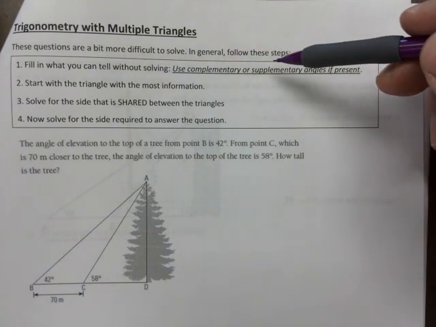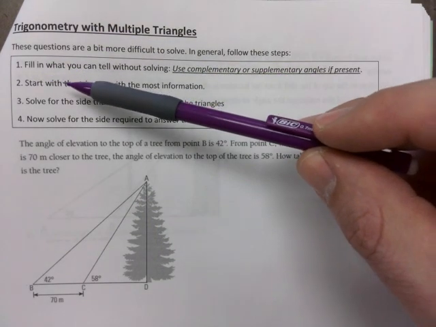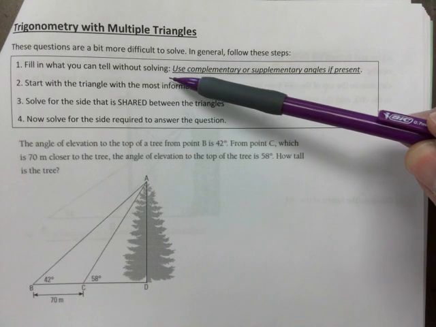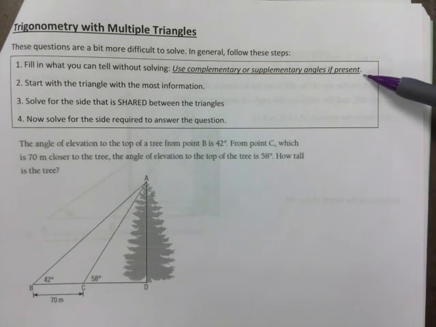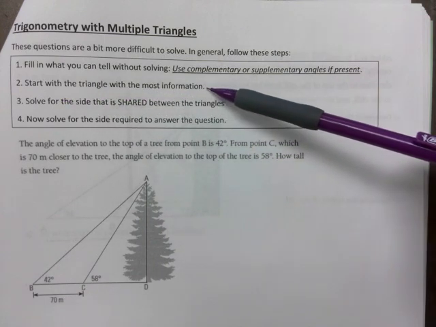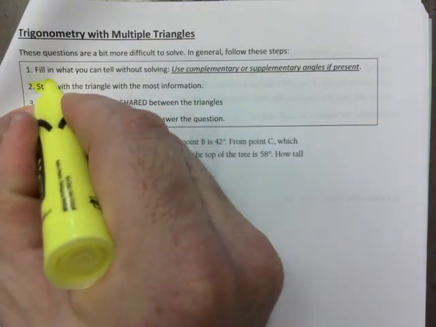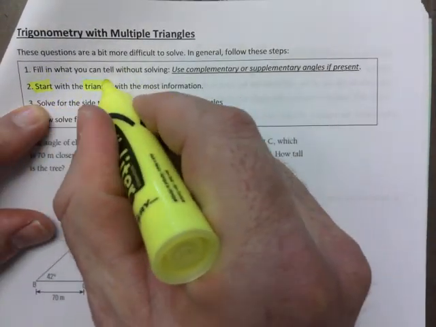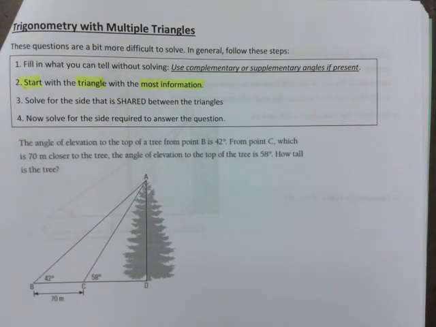In general, I suggest you follow the following steps. Fill in what you can tell without solving. You may have to use complementary or supplementary angles if present. Start with a triangle with the most information. That's important. Start with a triangle that has the most information, basically. That's very important.